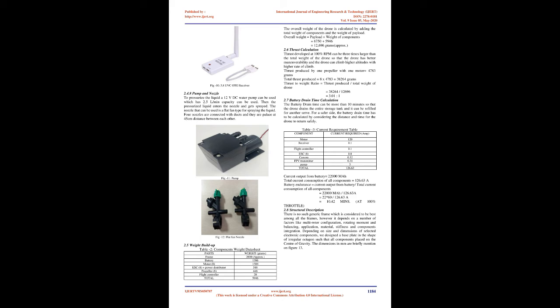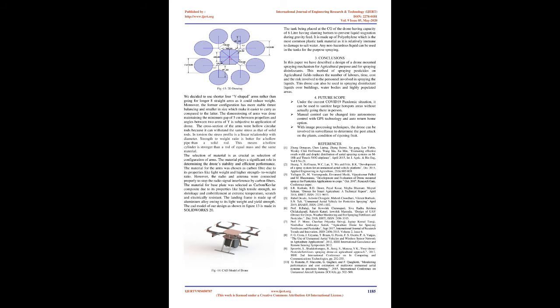Total current consumption of all components equals 126.63 A. Battery endurance equals current output from battery / total current consumption of all components, equals 22,000 mAh / 126.63 A, equals 22 * 60 / 126.63 A, equals 10.42 minutes at 100% throttle.